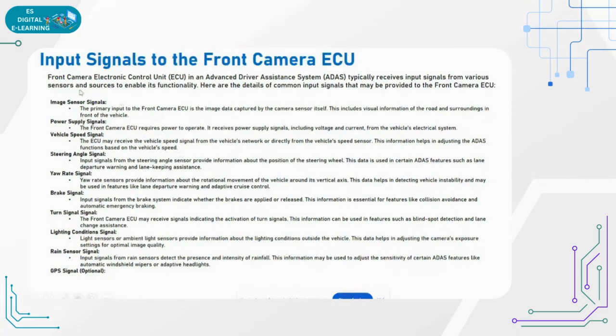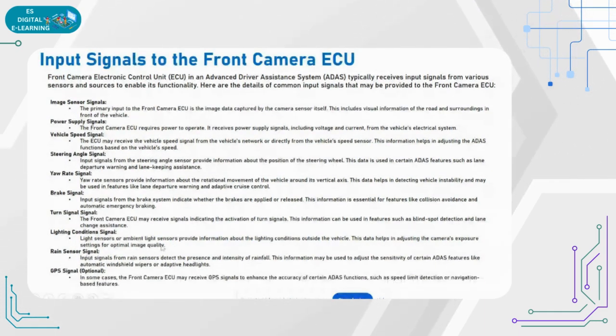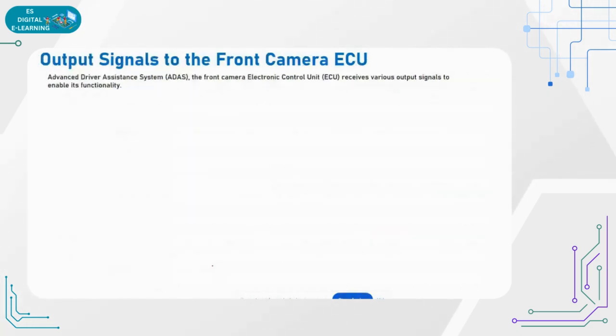So these are the inputs we need to give to the front camera ECU, whatever the controller ADAS ECU is there. For that we need to give this many signals and information. It will be reading them continuously because it is on the network, so it requires that information. And GPS is to know the vehicle speed, and whether we are running in the right direction or not. So that is about the GPS signal.